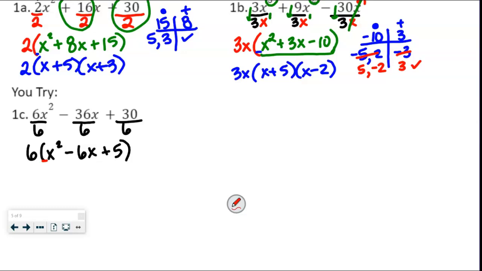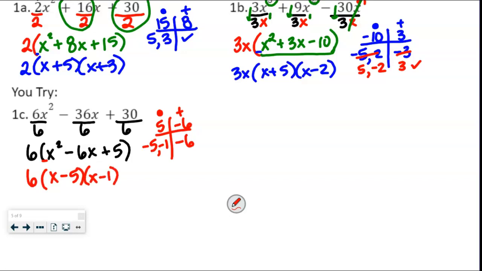Notice how a is just 1. So I'm going to set up my table. Multiply to give us 5 and add to get you b, negative 6. So in this case, we have the two negatives, because two negatives when multiplied make a positive, but when adding still gets you that negative 6. So here, don't forget that GCF, right? So we have 6 times x minus 5 times x minus 1.